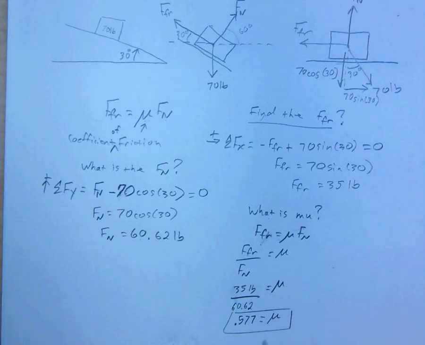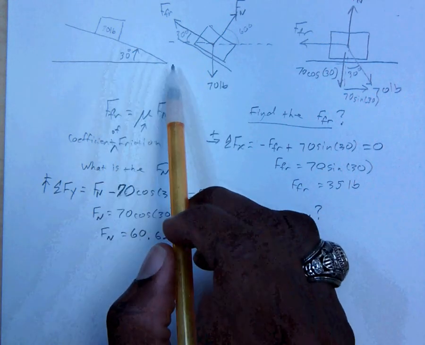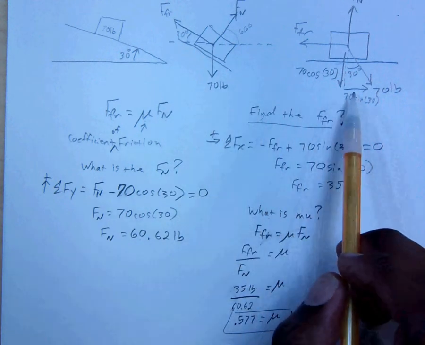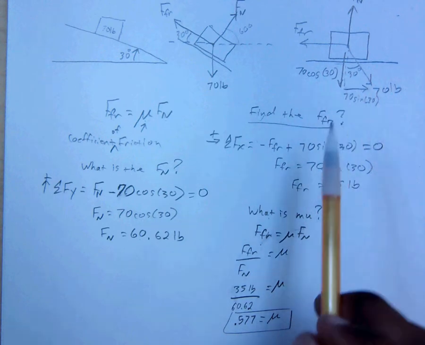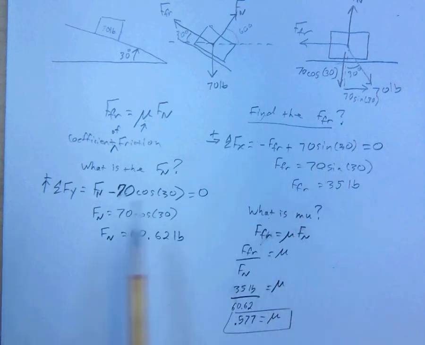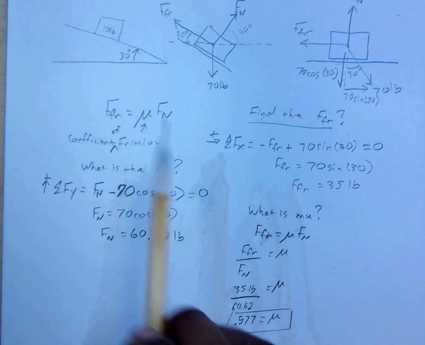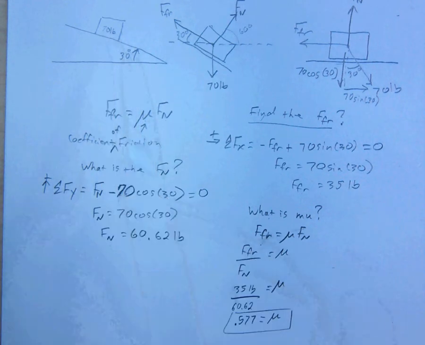But this is just a way in which you can analyze a block going down a plane. Go ahead, draw your free body diagram, rotate your free body diagram, and then from there you can use your equilibrium equations to go ahead and solve for the normal force as well as the frictional force. And you can do this as long as you have your angle here and as long as you have the weight of the block.